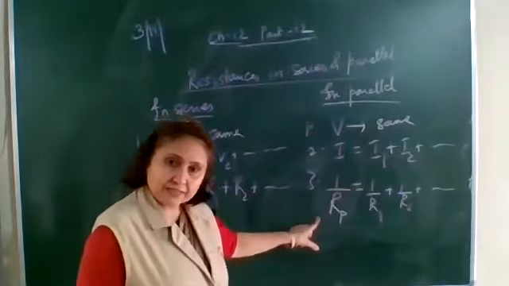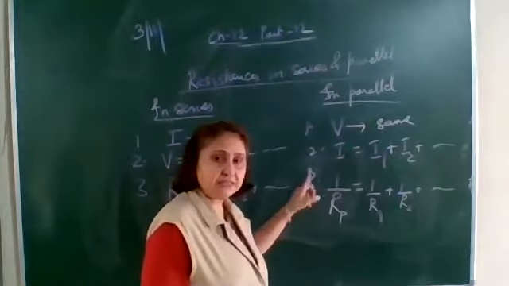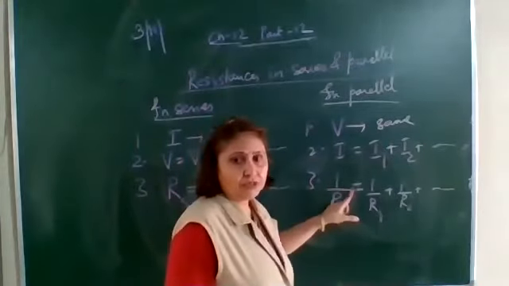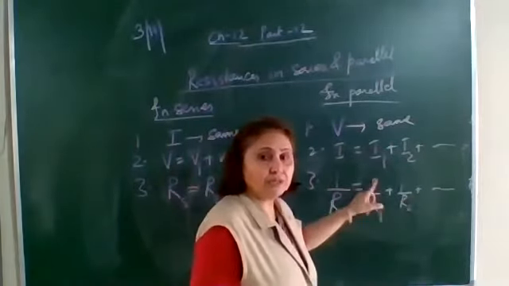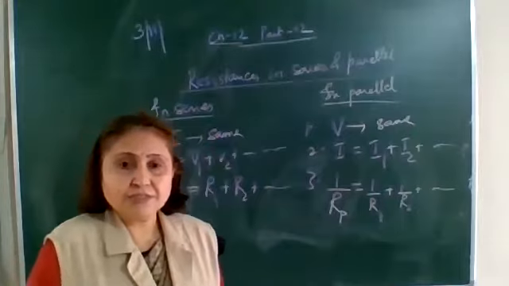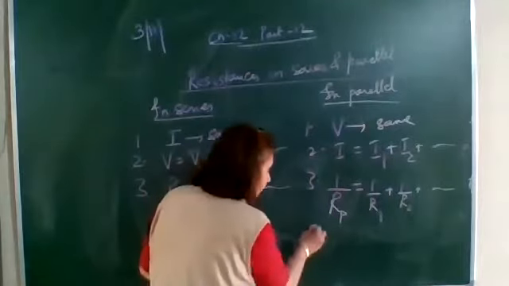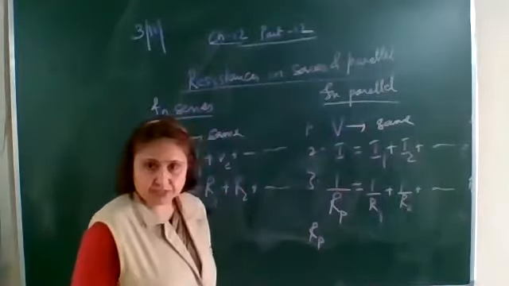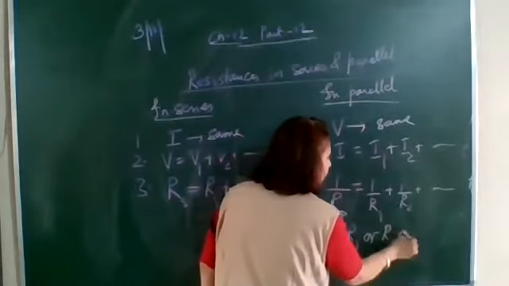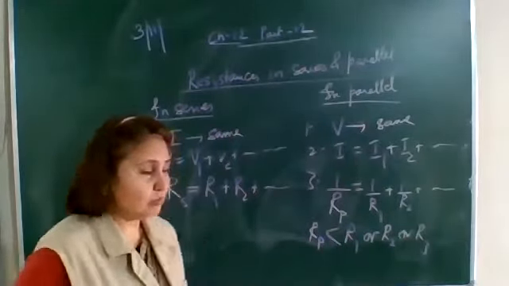The reciprocal of the equivalent resistance in parallel is equal to the sum of the reciprocals of the individual resistances. So here this equivalent resistance will always be less than R1 or R2 or R3.